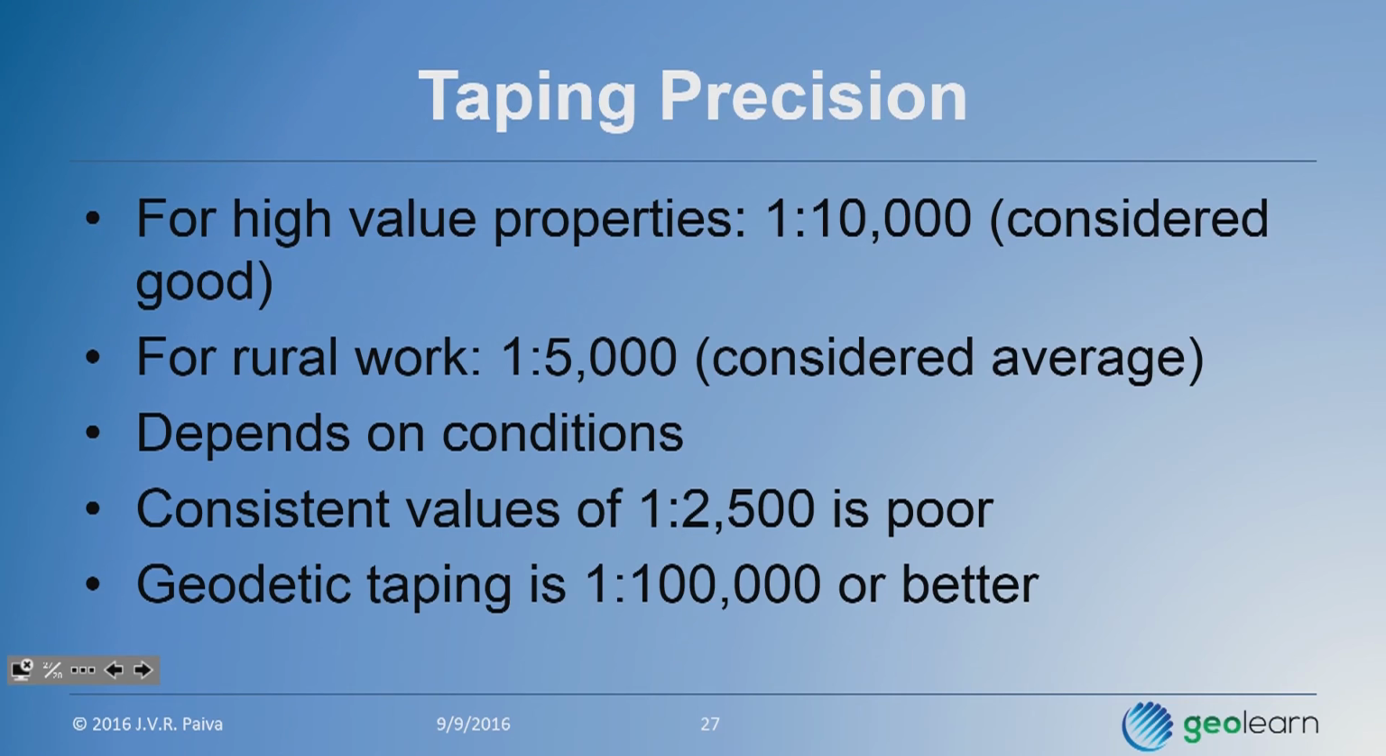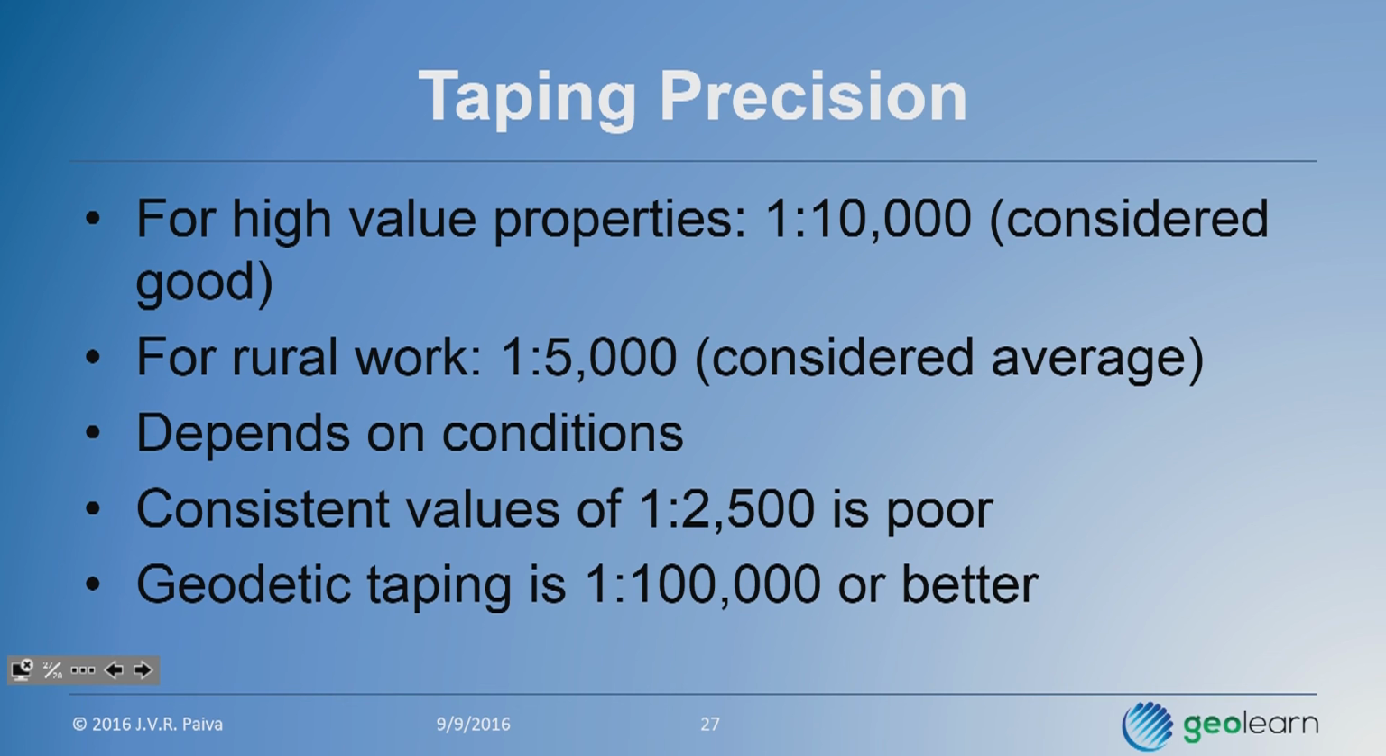Finally, I just want to talk a little bit about precision. I will be asking you in your labs to calculate precision because I'll be asking you to make all these measurements more than once. This varies a lot, so don't take this to the bank, but for high-value properties, it's often considered reasonable to tape to a precision of 1 in 10,000. In rural work, you tape with average taping quality, and that would be about 1 in 5,000. But it depends on conditions.